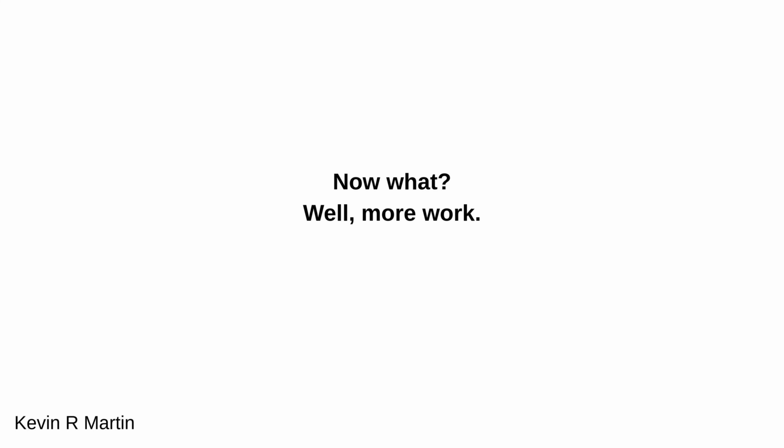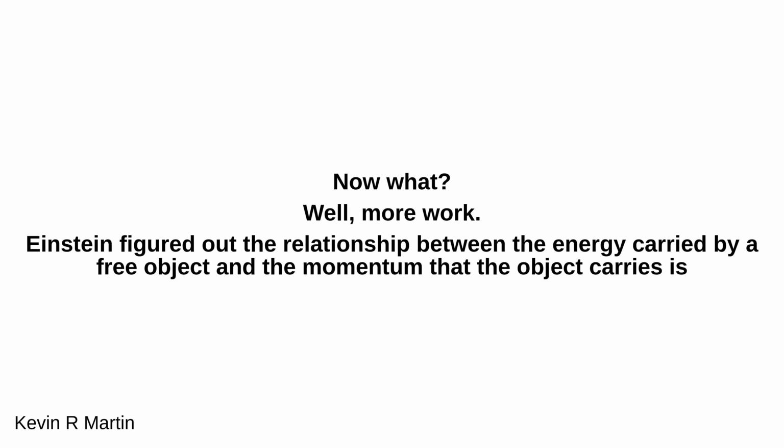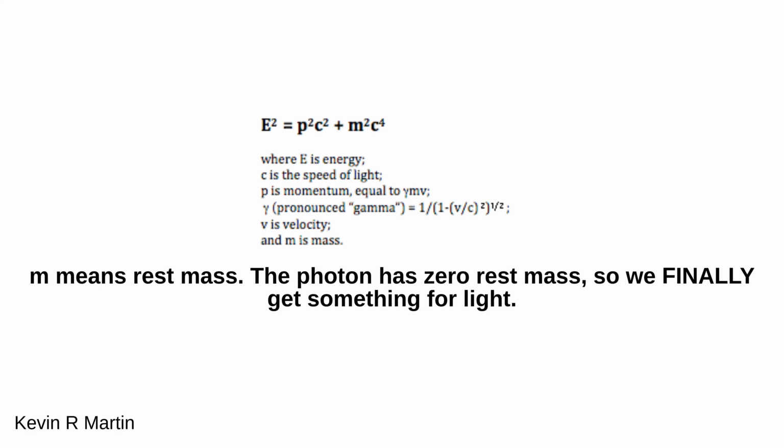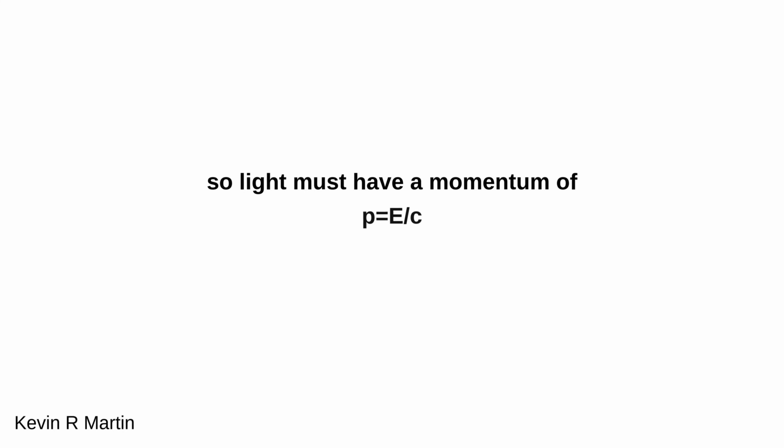Now what? Well, more work. Einstein figured out the relationship between the energy carried by a free object and the momentum that the object carries, where m means rest mass. The photon has 0 rest mass, so we finally get something for light: E equals pc. So light must have a momentum of p equals E/c.